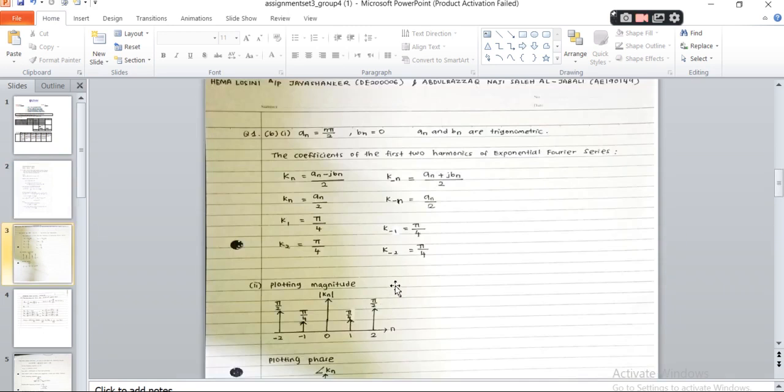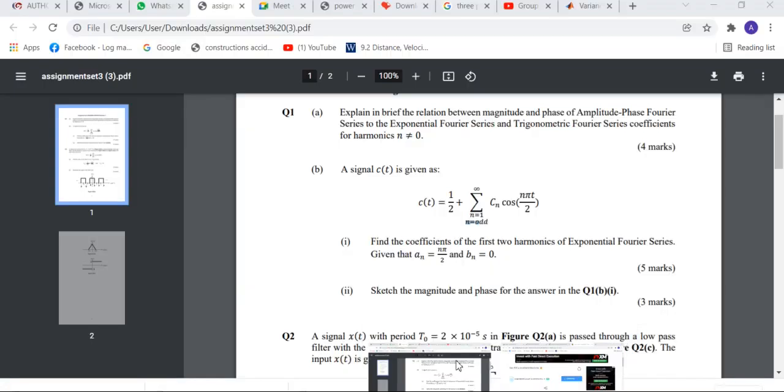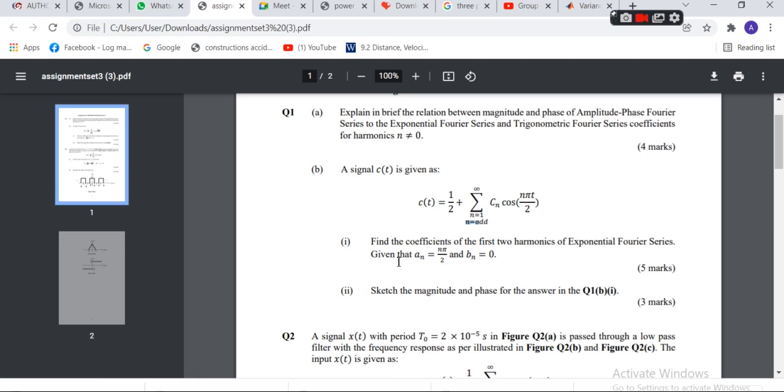For question 1b, find the coefficient of the first two harmonics of the exponential Fourier series, given a_n equals nπ over 2 and b_n equals 0. And I sketched the magnitude and phasor for the answer in question 1b.